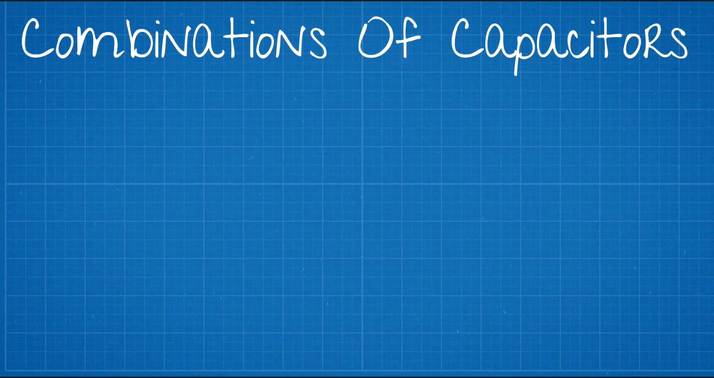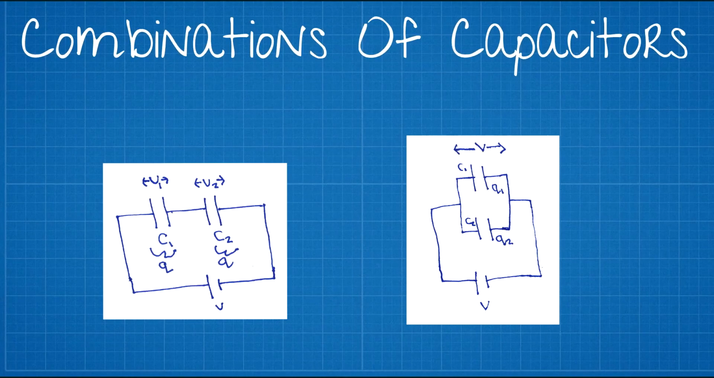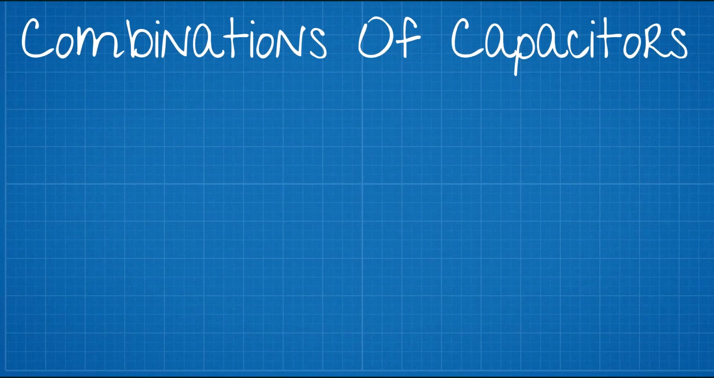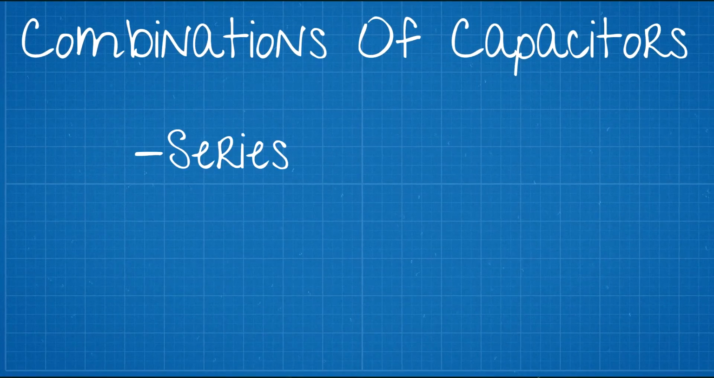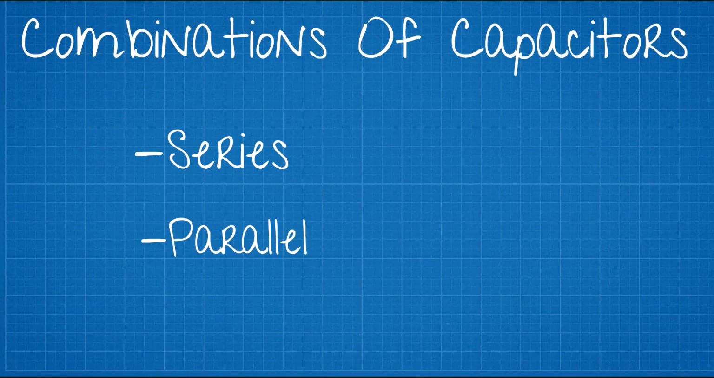Can there be a combination of capacitors in a circuit? Yes, there can be a combination. Sometimes we can even replace the combination with an equivalent capacitor. A single capacitor has the same capacitance as the actual combination. Capacitors can be either in series or in parallel.